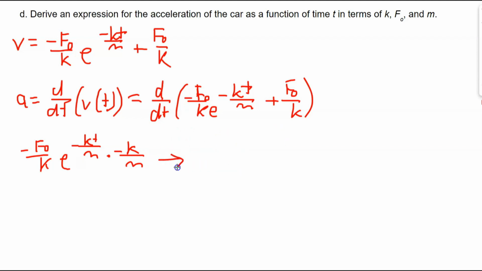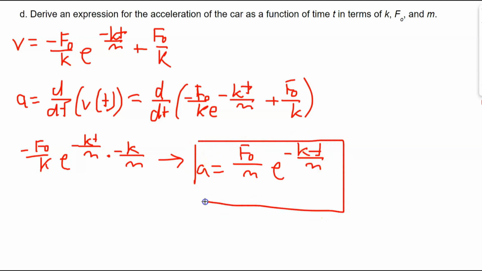So in the end, our acceleration function, if we multiply this coefficient with this value right here, the result is a is equal to f sub naught over m times e to the power of negative kt over m, because if we look at this closely, we can see that the k's cancel out, the negatives cancel out, we're just left with f sub naught over m. So that was much easier to figure out.